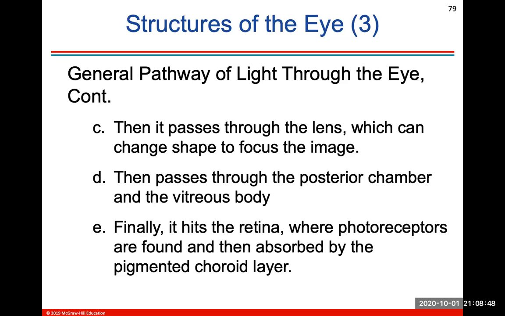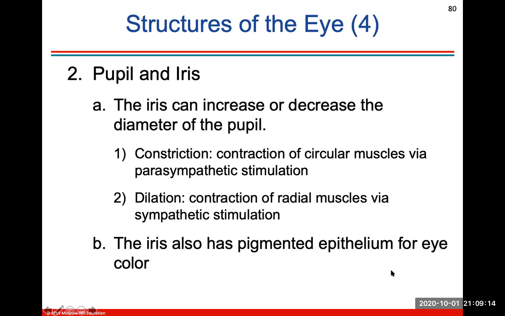This is a more general pathway of light as it hits the eye. After the pupil, it will pass through the lens, which can change its shape to focus the image. It will pass through the posterior chamber and the vitreous body, which is the gel-like substance that fills up the posterior chamber. And finally, light will hit the retina, the back of the eye where photoreceptors are found. And then that light will be absorbed by the pigmented choroid layer.